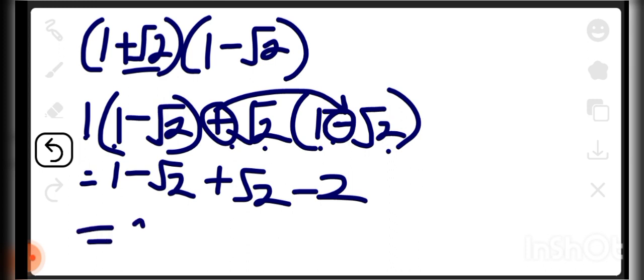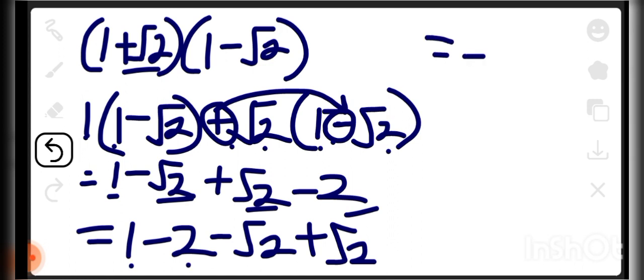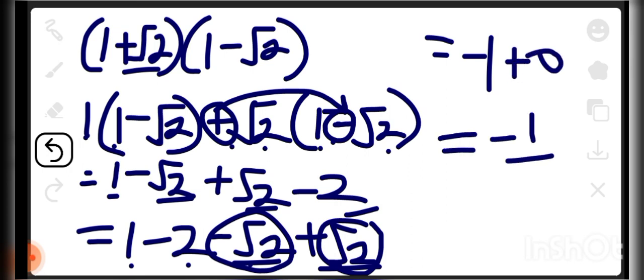So we are going to have this 1 here. Then we take this minus 2, and minus root 2, which is 1. We are just rearranging so that we can add sod to sod and rational to rational. So we have 1 minus 2, that is minus 1, minus root 2 plus root 2. Minus root 2 plus root 2 is 0, just like root 2 minus root 2 will be 0. So the answer becomes minus 1. Take note of that. It's still very, very important.